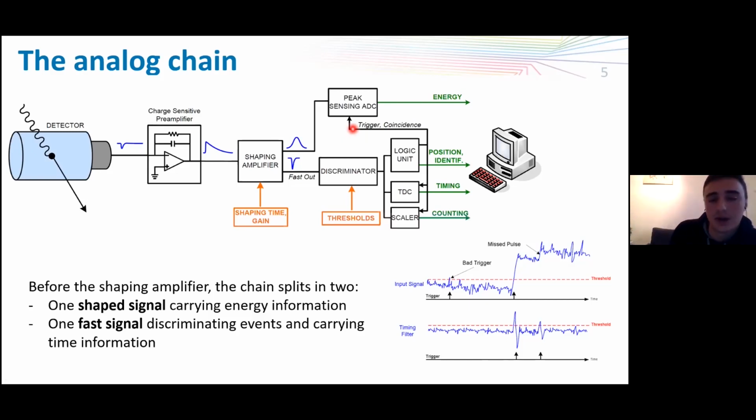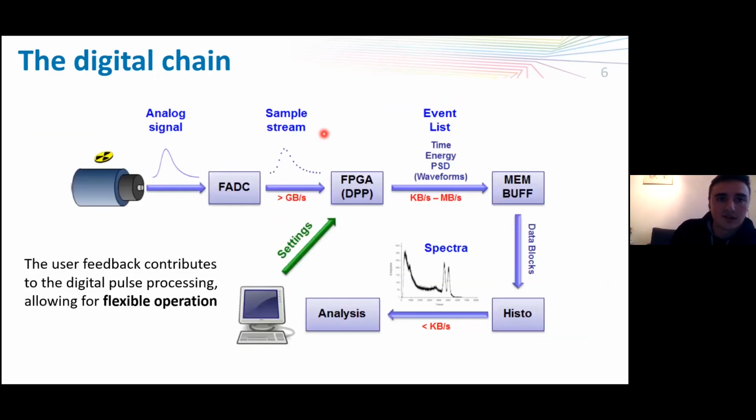And that is essentially an analog to digital conversion of the peak that we get from the shaping amplifier, because as we said plenty of times, it is proportional to the energy. What happens in the digital chain, on the other hand, is an analog to digital conversion that happens much, much earlier in the processing chain.